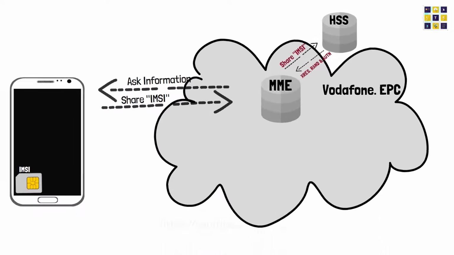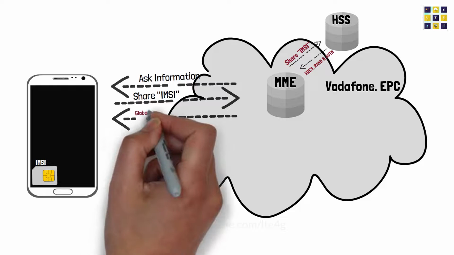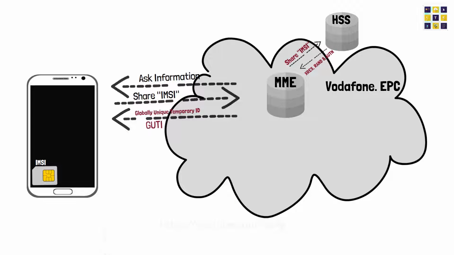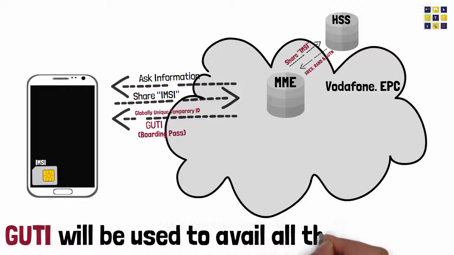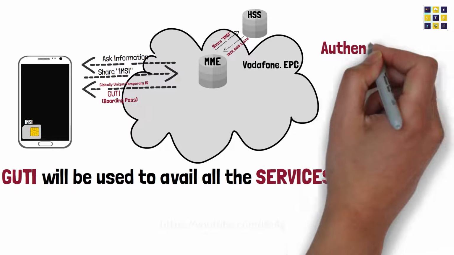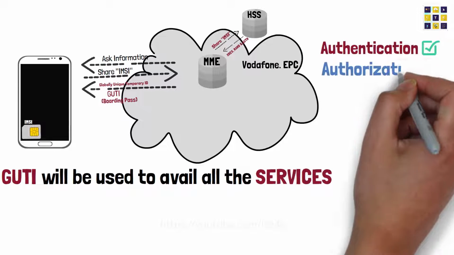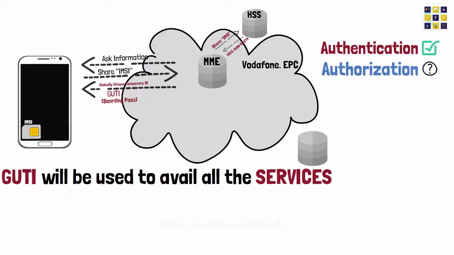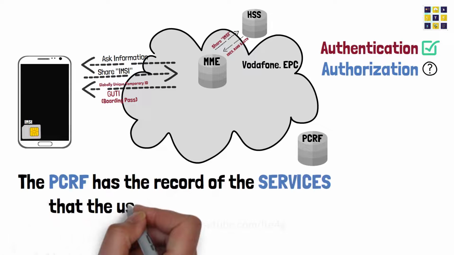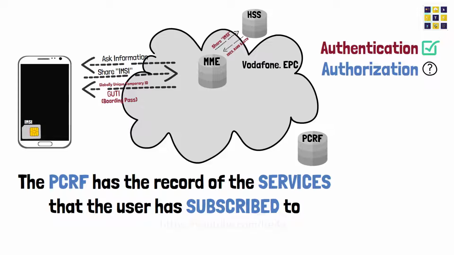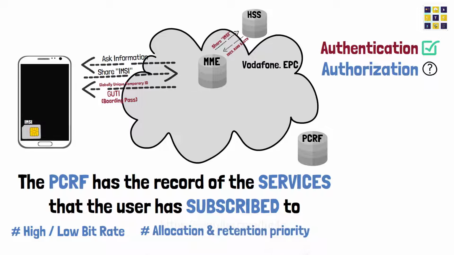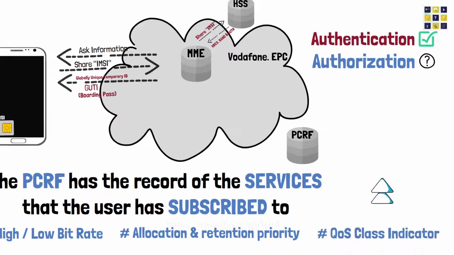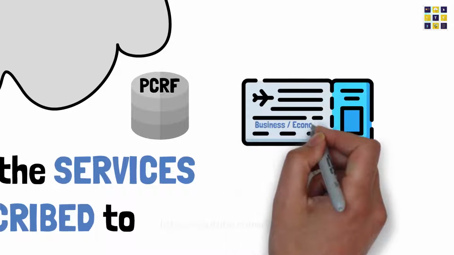At the end of the authentication process, the user is assigned a globally unique temporary ID or GUTI. The boarding pass is equivalent to the GUTI. From here onwards, the GUTI will be used to avail all the services. Once the authentication is done, the user needs the authorization to use the services. The PCRF has the record of the services that the user has subscribed to. Depending on this information, the services such as high or low bitrate, allocation and retention priority, QoS class indicator, etc. are enforced. This is similar to getting the info whether Ross is a business or economy traveler.